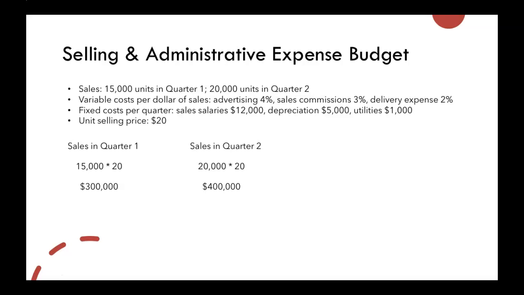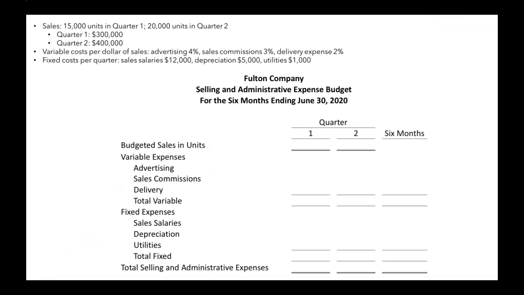So finding those two amounts now will allow us to determine our variable costs when we are actually preparing the budget. So we'll have all that information in the upper left, and this is what our selling and administrative expense budget will look like. So the first line is our budgeted sales in units. So in quarter 1, that's 15,000. In quarter 2, that's 20,000. Now we can move on to our variable expenses.